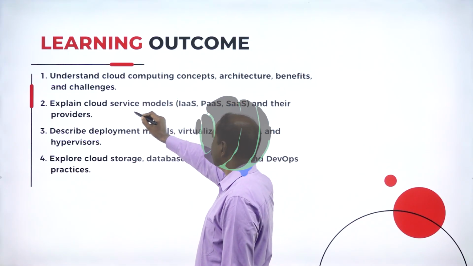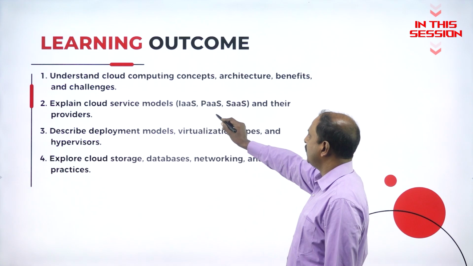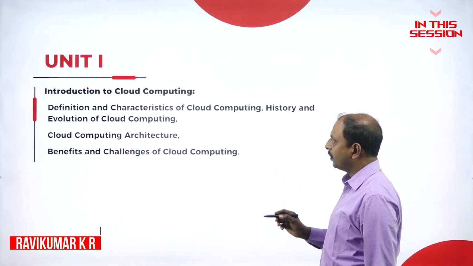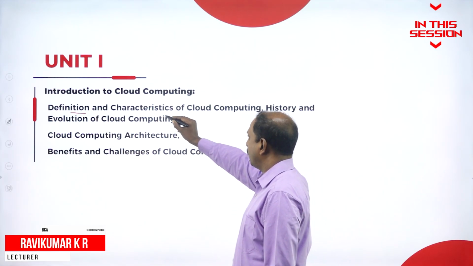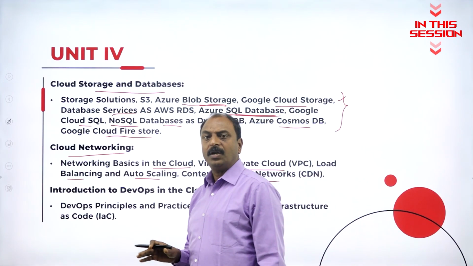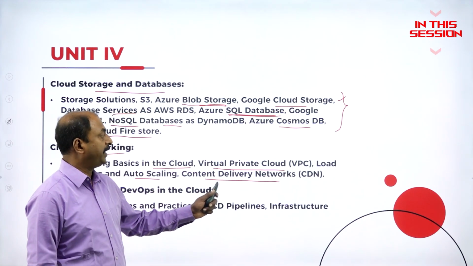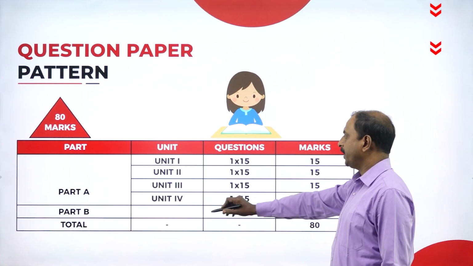They should be knowing different service models like IaaS, PaaS and SaaS. In this unit, you are going to learn the definition of cloud computing and their characteristics and evolution of cloud computing. How do we manage the traffic with respect to the virtual or with respect to the physical devices? And here there are 4 units. You will get 15 marks in each unit.